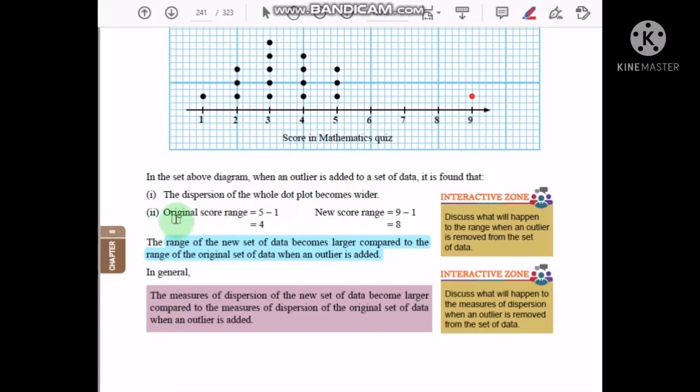And then the original range is 4, and the new range, if the outlier is removed, will become smaller. The range of the new set of data becomes smaller as compared to the range of the original set of data when an outlier is removed. This is the case if the outlier is removed.